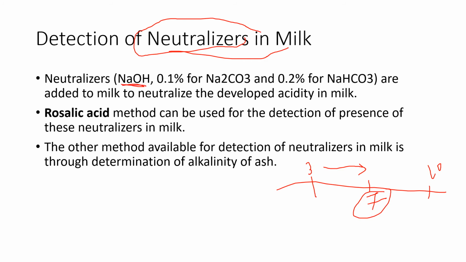Such as sodium hydroxide, sodium carbonate, sodium bicarbonate. So these are the bases. Bases are added to neutralize the developed acidity in the milk. You can even detect this with a reagent called rosolic acid. There is also another method to identify neutralizers in the milk, through the alkalinity of the ash. So just remember neutralizers, rosolic acid, and alkalinity of the ash. Just remember these things alone.